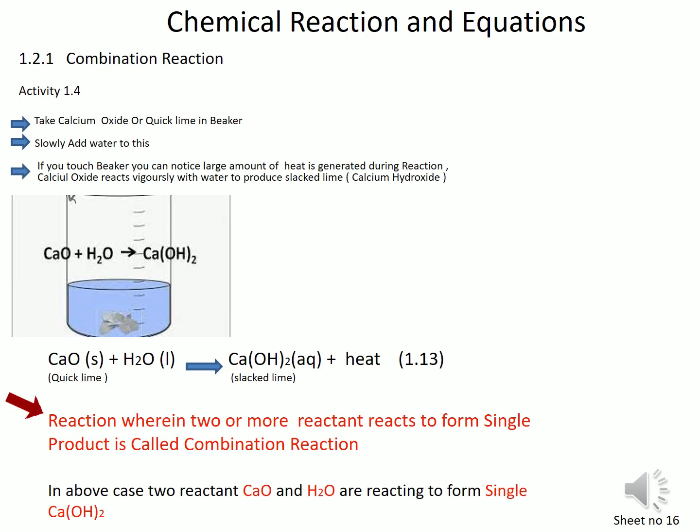Now a reaction wherein two or more reactants react to form a single product is called a combination reaction. Here in this case, CaO and H2O are reacting to form a single Ca(OH)2. So this is a combination reaction. Okay.